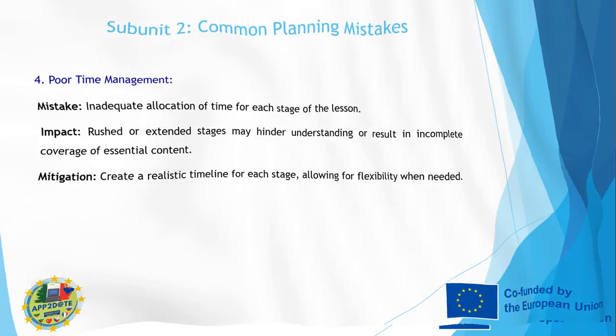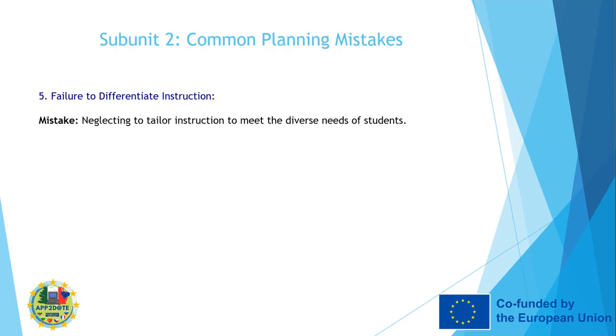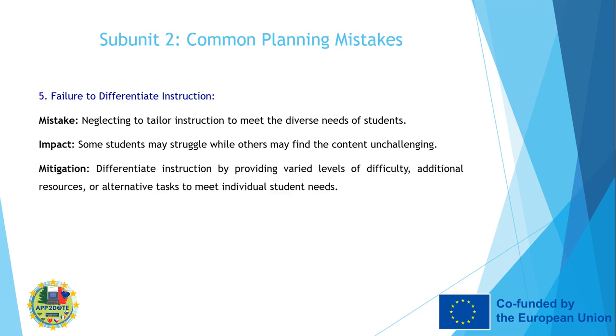5. Failure to differentiate instruction. Mistake: neglecting to tailor instruction to meet the diverse needs of students. Impact: some students may struggle, while others may find the content unchallenging. Mitigation: differentiate instruction by providing varied levels of difficulty, additional resources, or alternative tasks to meet individual student needs.